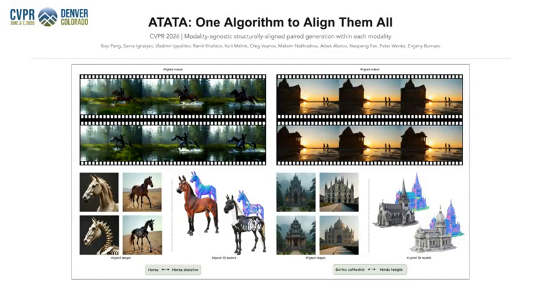What if a horse and a horse skeleton could share one pose, or a cathedral and a temple could share one layout? We present ATATA, a method for aligned generation of pairs of images, videos, or 3D models using one algorithm across all three modalities.